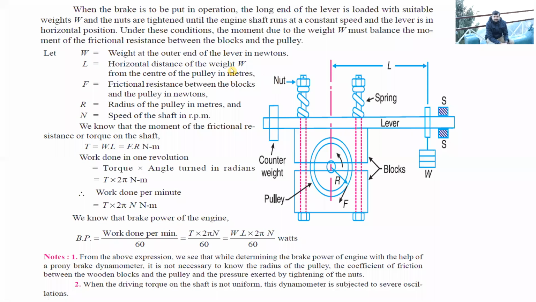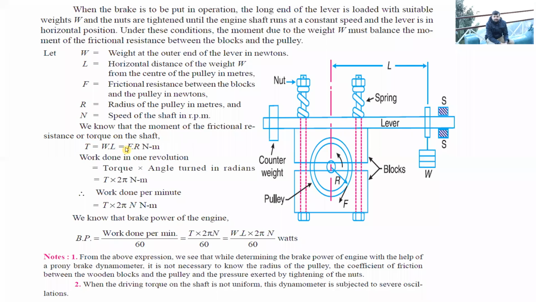So capital W is the weight at the outer end of the lever in newtons. So here is the capital W. L is the horizontal distance of the weight W from the center of the pulley. As you can see, this is distance L from the center of the driving shaft or the engine shaft to the weight W. Capital F is the friction resistance between the blocks and the pulley in newtons. As you can see, capital F is given over here. R is the radius of the pulley in meters. This is also shown.